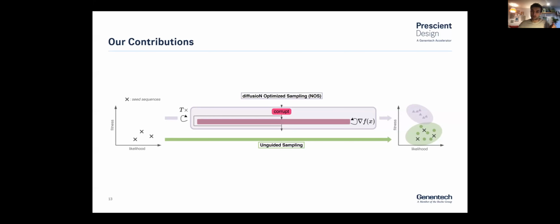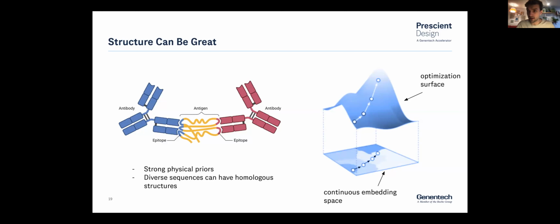Structures are also quite desirable because in a sense they're more uniquely determined than sequences. Multiple sequences can correspond to one structure. And of course, structures are in a sense the determinants of function. So of course, structure is a kind of more intuitive way to think about the function of a protein. Also, from an optimization perspective, structures are convenient because they are continuous objects and thus have continuous optimization surfaces so that we can use gradient-based methods.